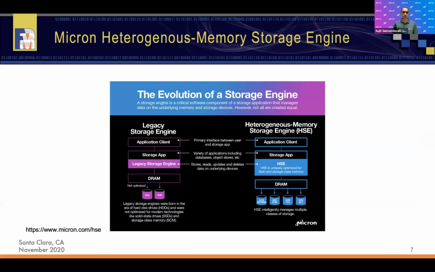Micron's homegrown heterogeneous memory storage engine is one of the first storage engines designed from the ground up to accelerate Linux workloads using flash-based storage and storage class memory technologies. This unique open source software was designed to maximize the capabilities of these new technologies by intelligently and seamlessly managing data across multiple storage classes. The result is significantly improved performance, decreased latency, and improved drive endurance by lower write amplification, even when deployed at scale. One of the first implementations of HSE is a MongoDB storage engine that delivers all of these features and more.